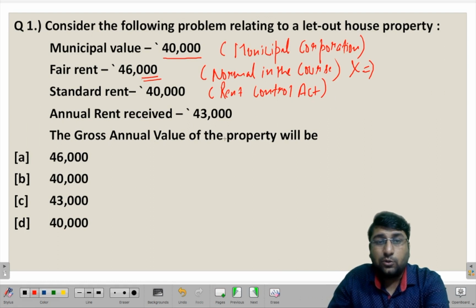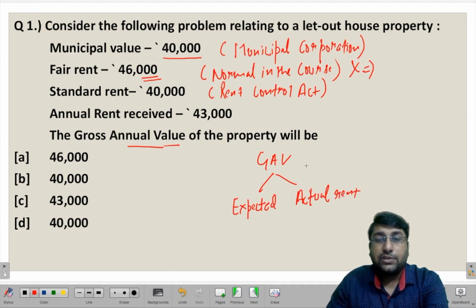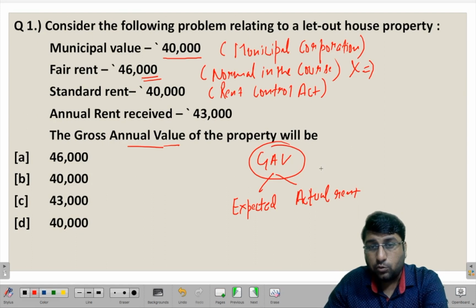Now in order to compute the income from house property, you must first understand that we need to calculate the gross annual value. And how do we calculate gross annual value? Gross annual value can be computed by taking the higher of two items: the first item is your expected rent, and the second item is actual rent. So the higher of these two shall become your gross annual value.